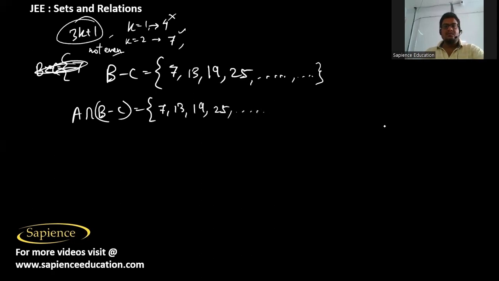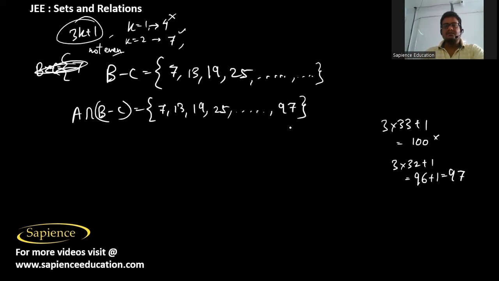If you do 3 into 33 plus 1, that will be 99 plus 1, that is 100, so we cannot take that. But you can take 3 into 32 plus 1, which is 96 plus 1, that is 97. So till 97 it will go. Before 97, 3 into 31 plus 1 we cannot take, since it will be 94. 3 into 30 plus 1 we can take, since it will be 91. So just before 97 we will have the number 91.